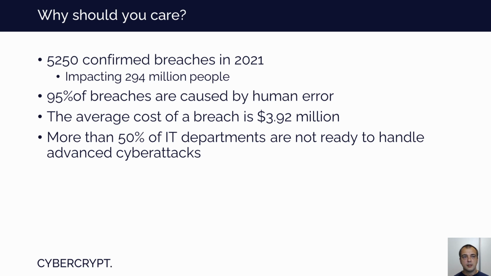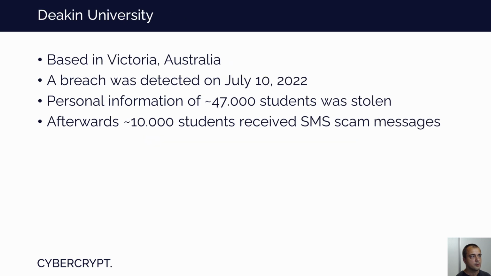In addition to this, more than 50% of companies say that the IT department is not ready to handle a sophisticated cyber attack. Cyber attacks can happen to companies of all sizes, from Twitter, Walmart, and Samsung to universities, healthcare, and travel agents. Some examples are Deakin University, Infinity Rehab, and ClearTrip. Let's talk about some of the lesser-known data breaches.